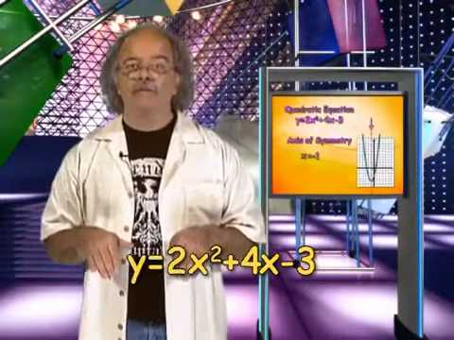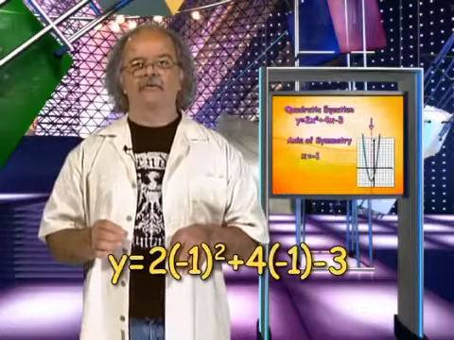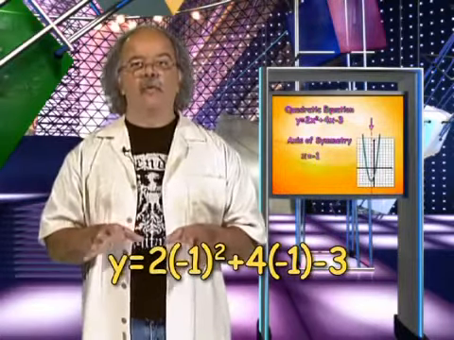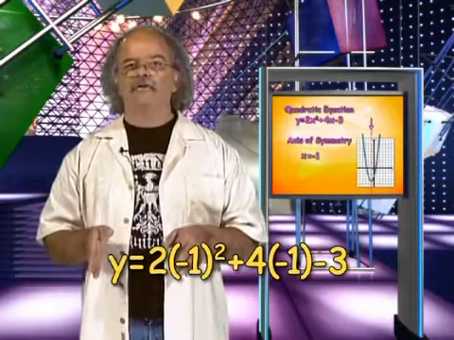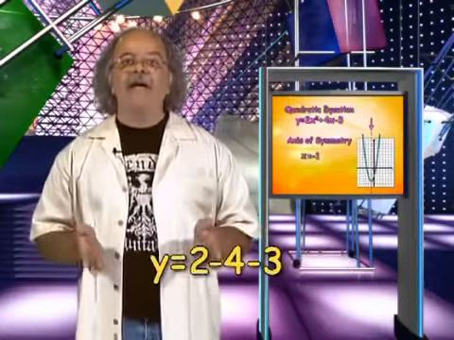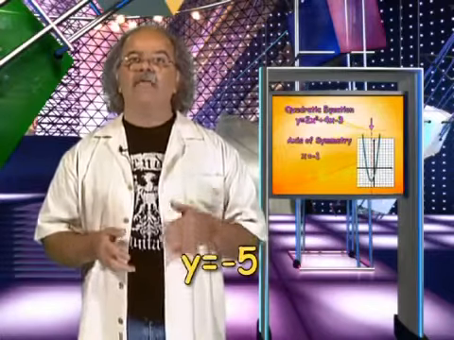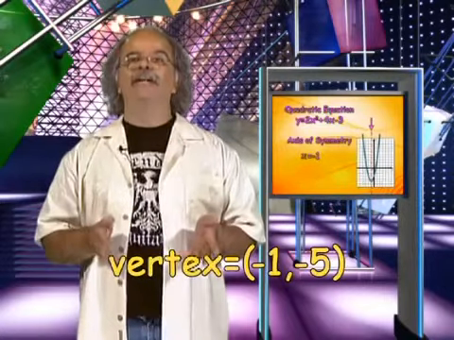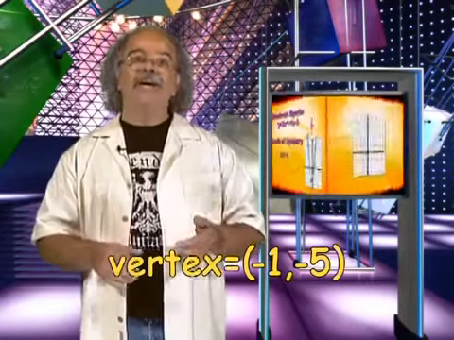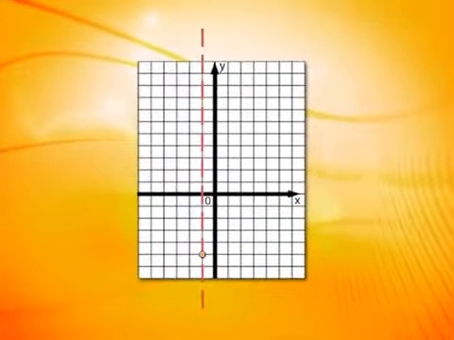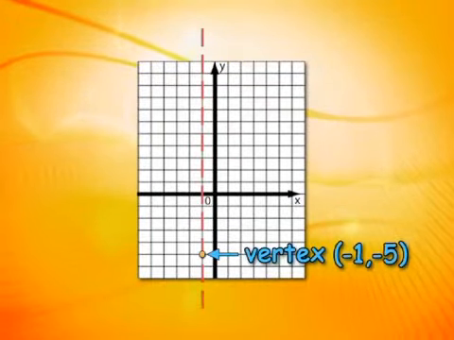We know the vertex has to be on that axis, and that every point on that axis has an x value of -1. So we'll go back to the original equation and substitute -1 for x. Watch out for those negative signs as we solve for y. Remember, -1 squared is +1. And we find that when x equals -1, y equals -5. Therefore, our vertex is the point -1, -5. We can indicate that on the grid. We mark the vertex as -1, -5. Now we have a starting point for our graph.